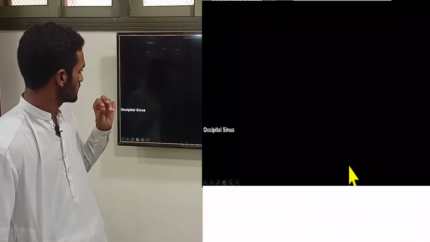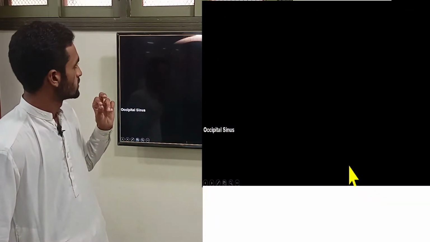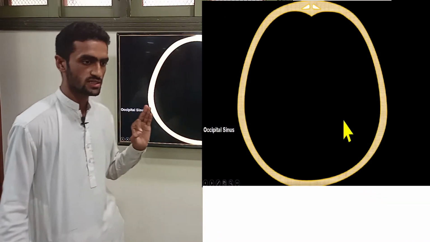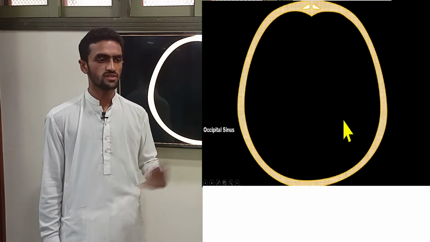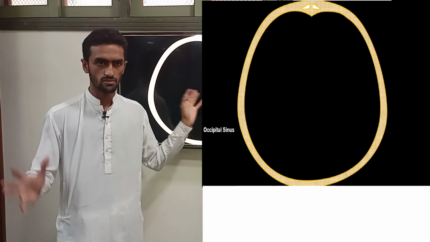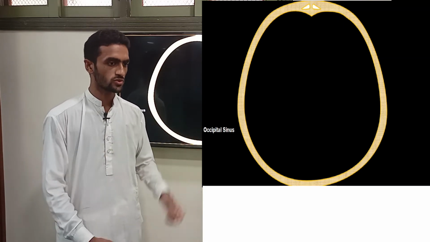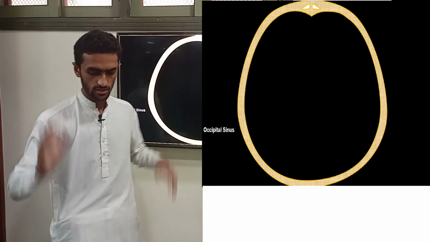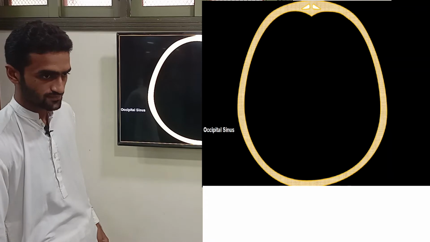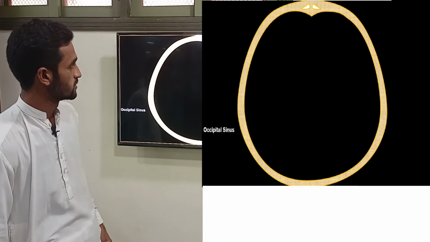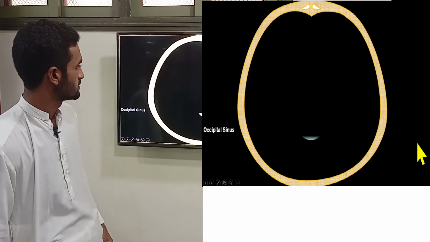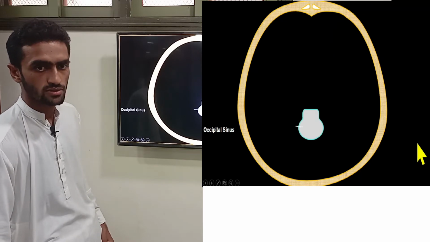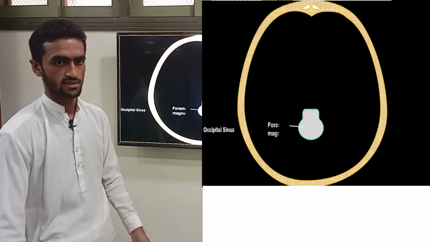Now see this picture. It is a schematic picture, which is not present here. I have arranged it from a different book. So follow this picture. It will help you a lot in answering questions. So let's see. This is your skull. Are you clear? It's a cut section.